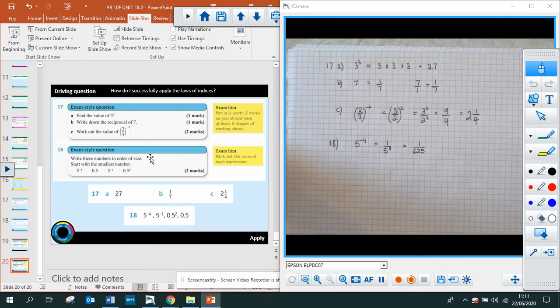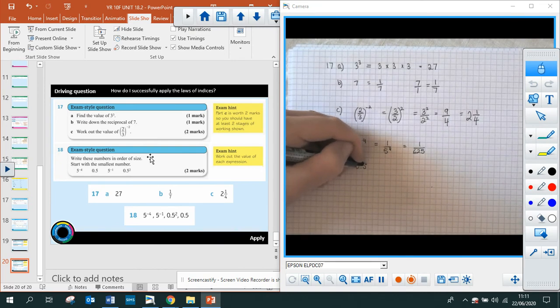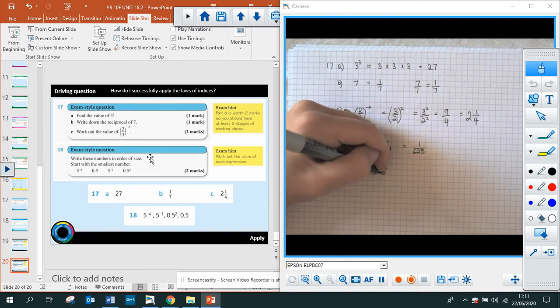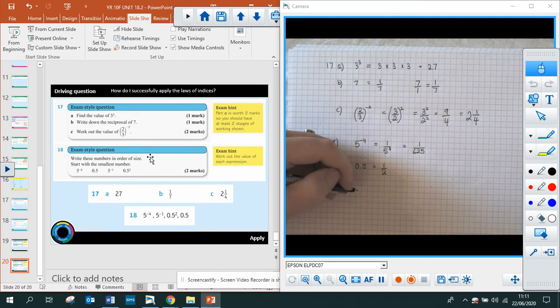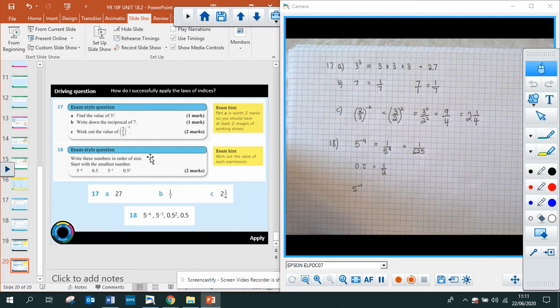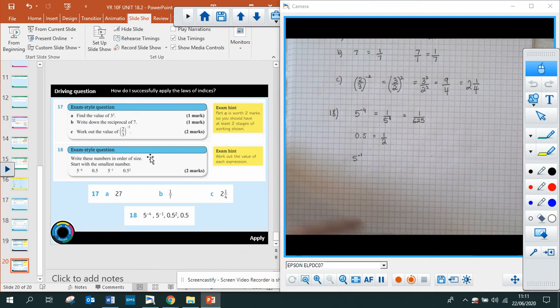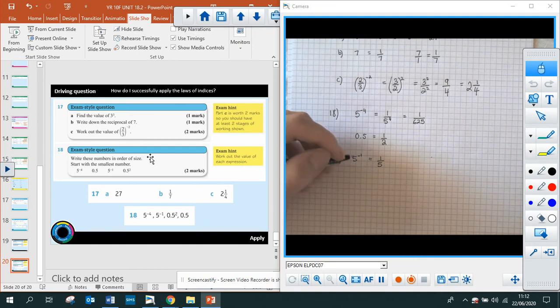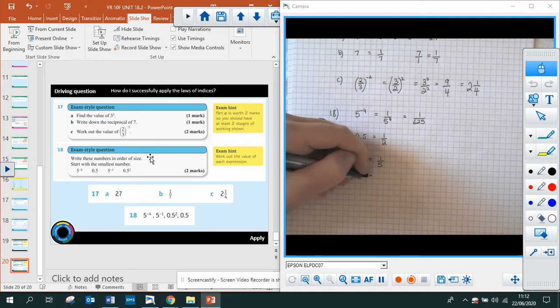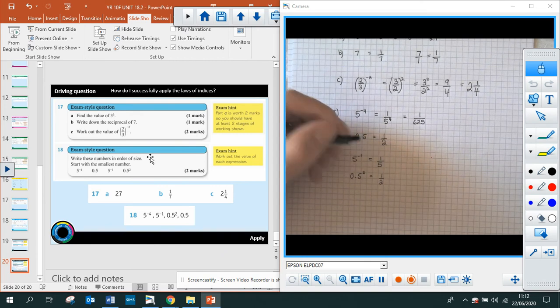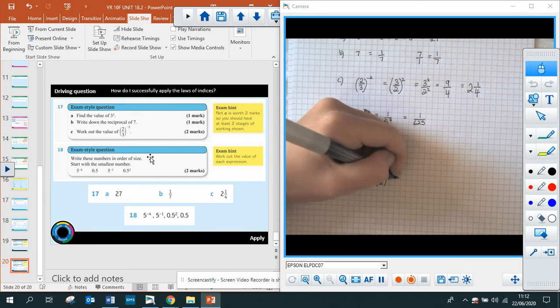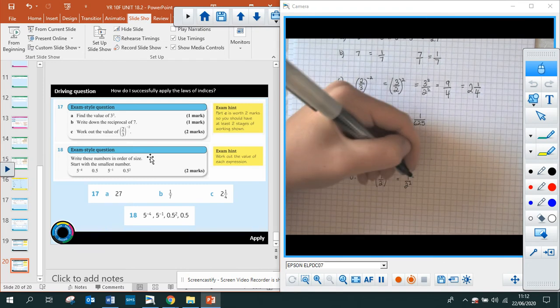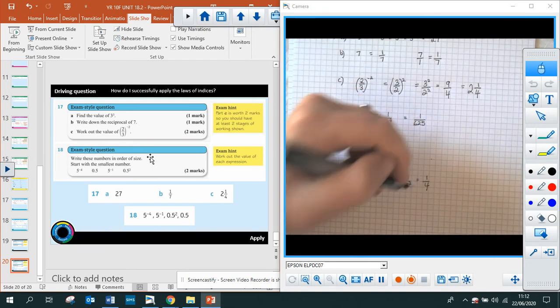The next one then, we had 0.5. So we know the value of 0.5. If you wanted it as a fraction so you can compare, it's a half. Okay, then you've got 5 to the power of negative 1. We know we need to find our reciprocal there then, and it's just 1/5. And then we've got 0.5 to the power of 2. Okay, so that's the same as a half to the power of 2. Okay, so that's the same as 1 over 2 squared, which is 1 over 4, 1/4.